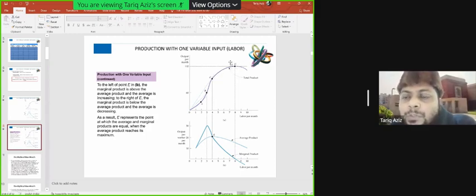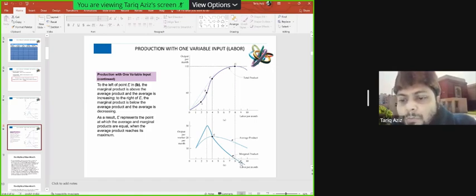Then the D point is the point where total output is maximum. This point is the point where total output is maximum, and this is also the point where marginal product is 0. So this is 112, because after 112 the total product has started decreasing. So this point D is the maximum of total product, and this is also the point where marginal product is 0. And beyond the point D, the marginal product has come into negative territory.